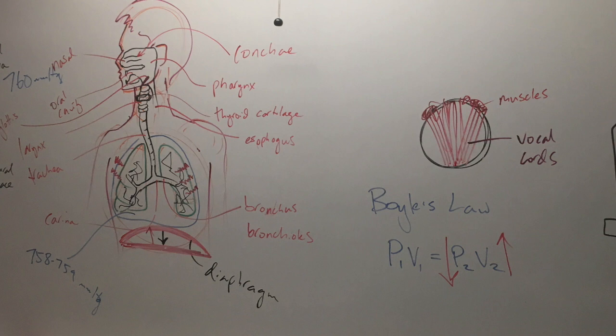So I'll just write it under here. Bronchus and then bronchioles. They're smaller. They're like the smaller divisions. Okay?